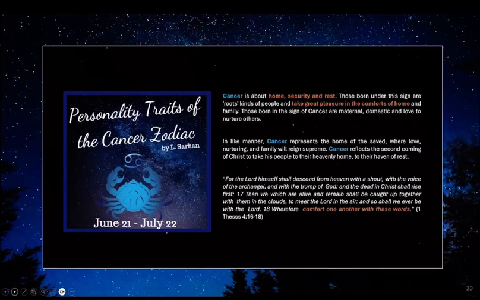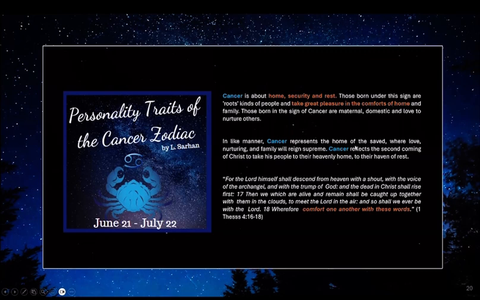And even in the personality traits, now there's a lot of stuff I don't believe in astrology and that sort of thing, but I do think the personality types work out. It's interesting that the personality traits of a Cancer are about home, security, and rest. Those born under this sign are roots kinds of people and take great pleasure in the comforts of home and family. Those born in the sign of Cancer are maternal, domestic, and love to nurture others. In like manner, Cancer represents the home of the saved, where love, nurturing, and family will reign supreme.